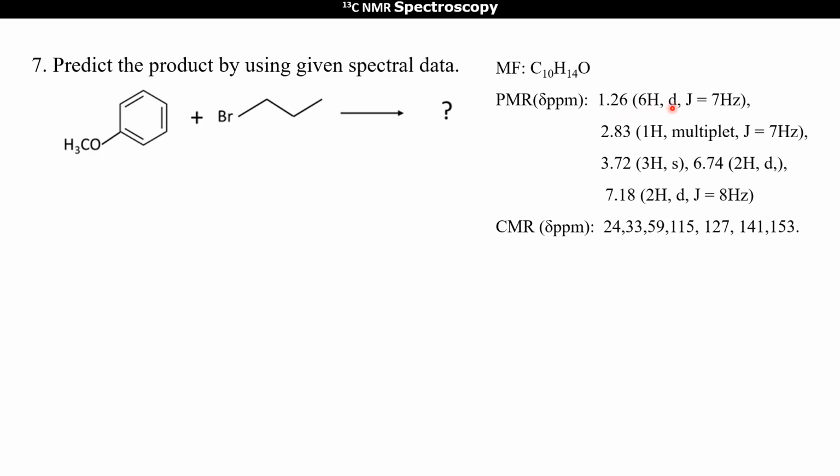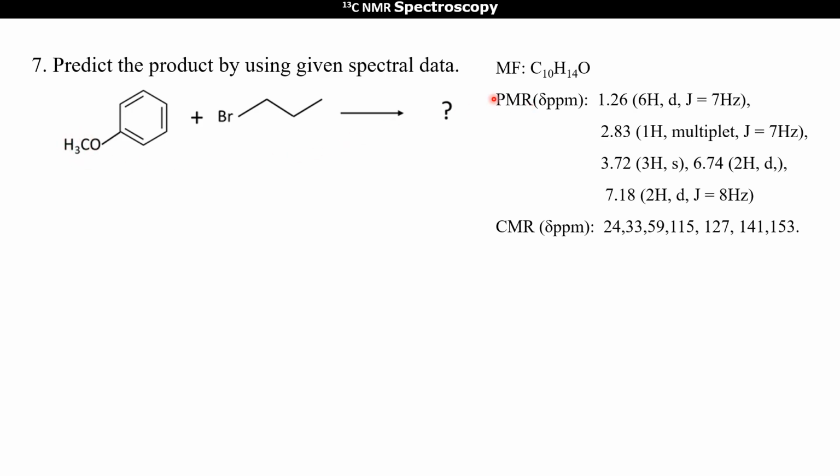1.26 6H doublet. That signal indicates that there is the presence of an isopropyl group. In the case of an isopropyl group, the two methyl groups, that is 6H, are equivalent and they give a doublet as they are attached to a CH group. 2.83 1H multiplet also indicates the signal of a methine group proton attached to two methyl group protons. 3.72 3H singlet is the signal for methoxy group protons.